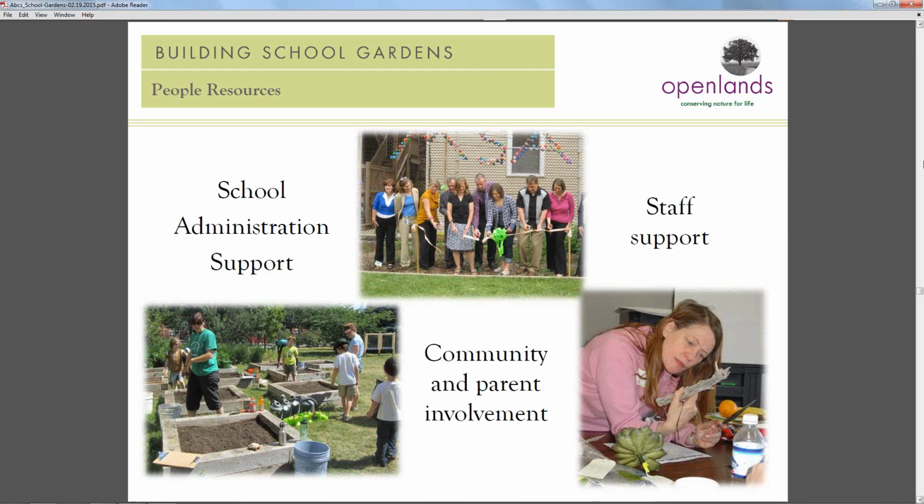Having the staff support. Just having one staff person can make it very difficult to get the garden to be part of the school community. So having additional staff to support that space. Community and parent involvement is very important as well, especially with the stewardship of the space over the summer. As Mike had mentioned, community members and parents come in during the summer, actively using those raised beds and also just taking care of the overall space, which is very important.